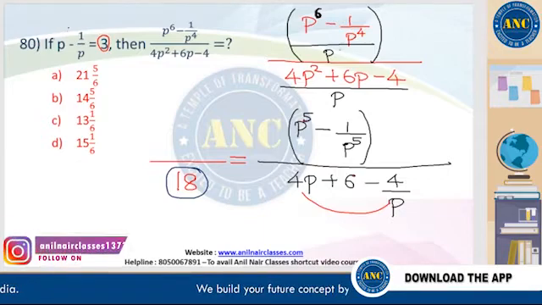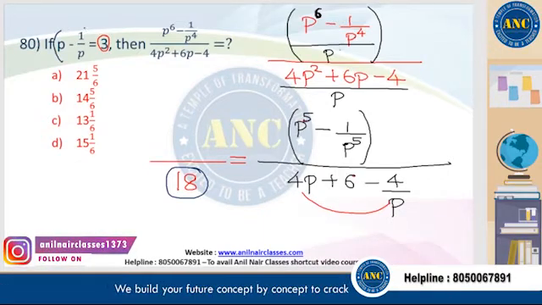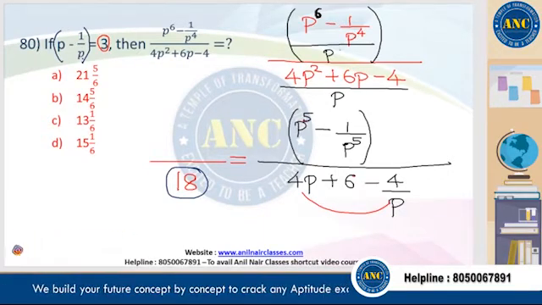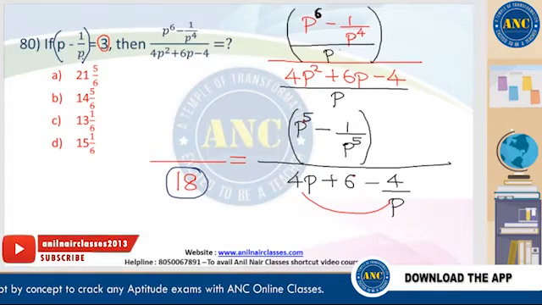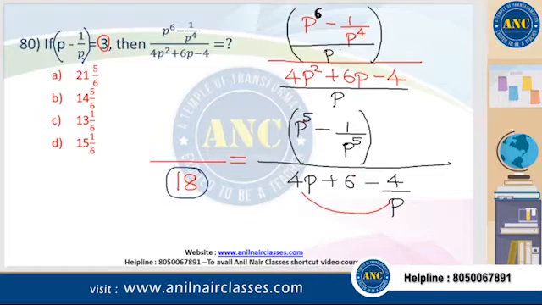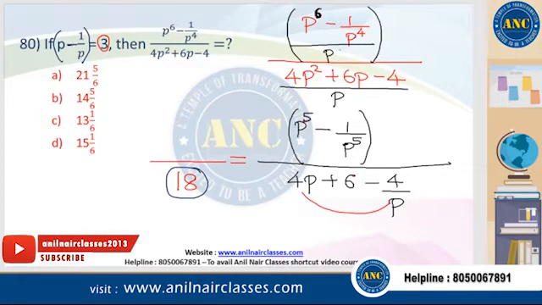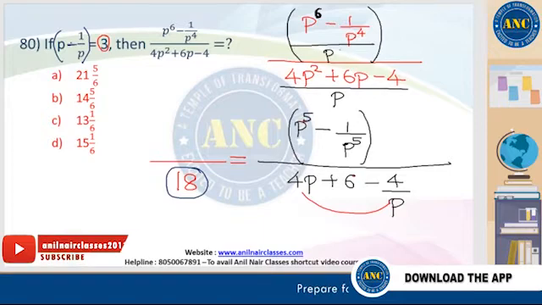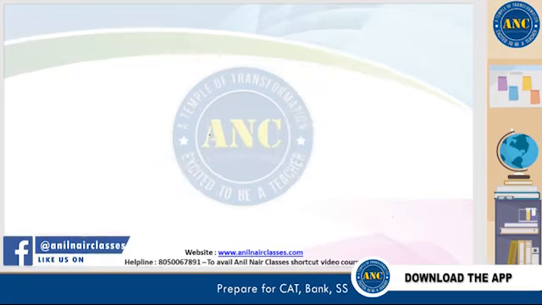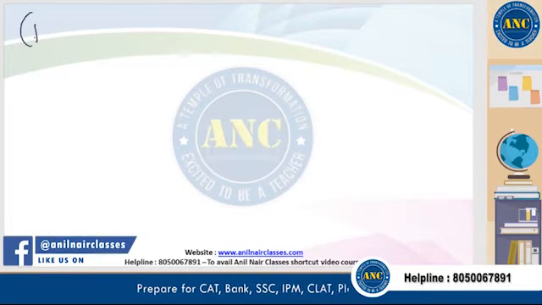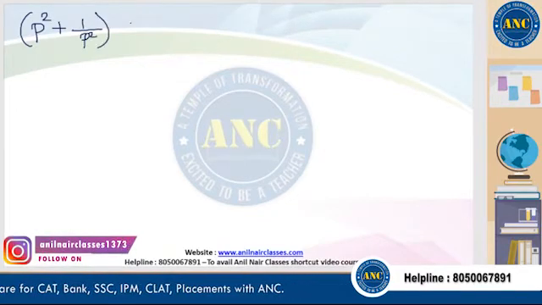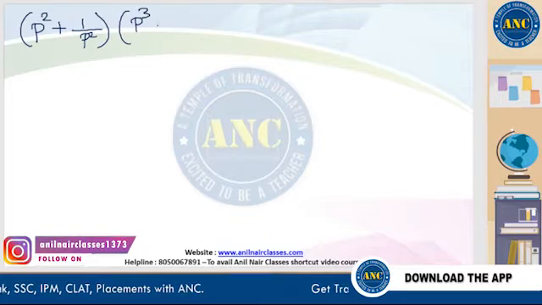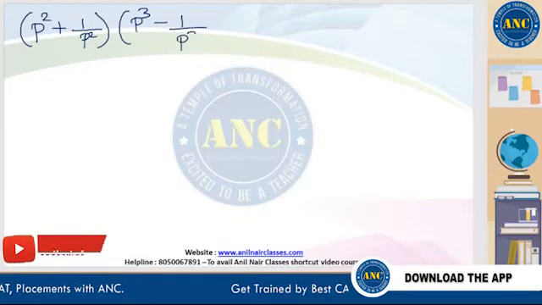First of all, what is given in the question? p minus 1 by p. Whenever I have p minus 1 by p, I can easily find p square plus 1 by p square. That is not a difficult task. Because I have minus in between, I can also find p cube minus 1 by p cube. That means I can find the p square plus 1 by p square value, and p cube minus 1 by p cube also I can find.